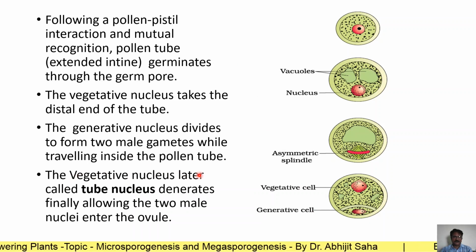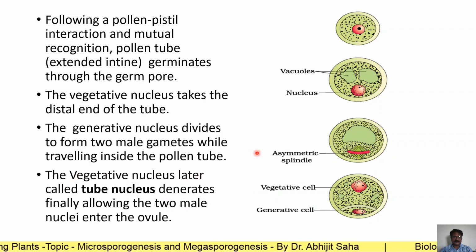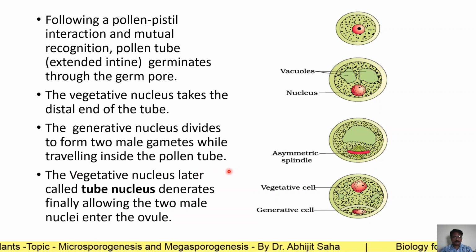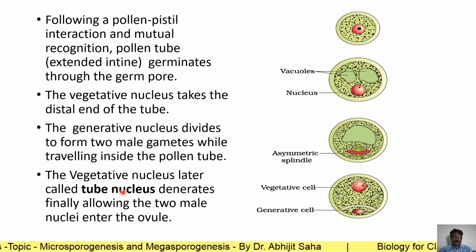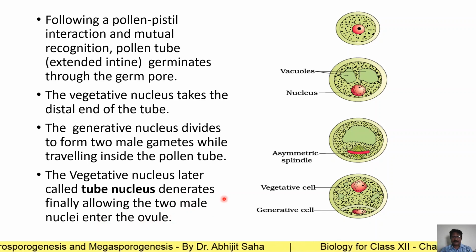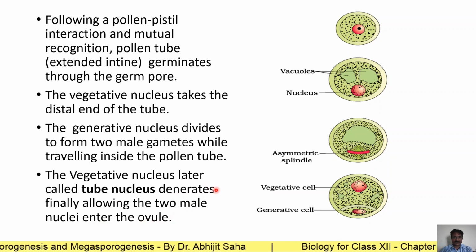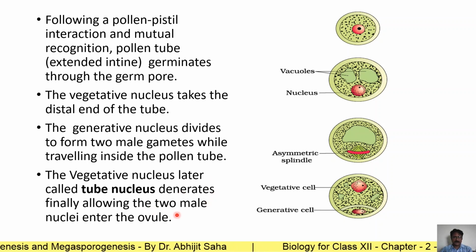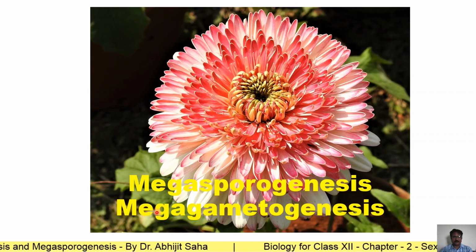The vegetative nucleus, as it reaches the micropyle region, it degenerates and allows the two male nuclei to enter into the ovule. Next event is fertilization, which we will not discuss here. So this is how the two male nuclei are formed.